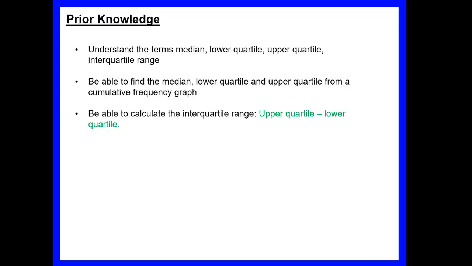To be able to complete this lesson, you need to understand the terms median, lower quartile, upper quartile, and interquartile range. You need to be able to find the median, lower quartile, and upper quartile from a cumulative frequency graph. And you should be able to calculate the interquartile range. So that's the upper quartile, subtract the lower quartile. Please check you're happy with that before you move on. You should already have completed lesson 14.2 on cumulative frequency graphs before moving on to this lesson.